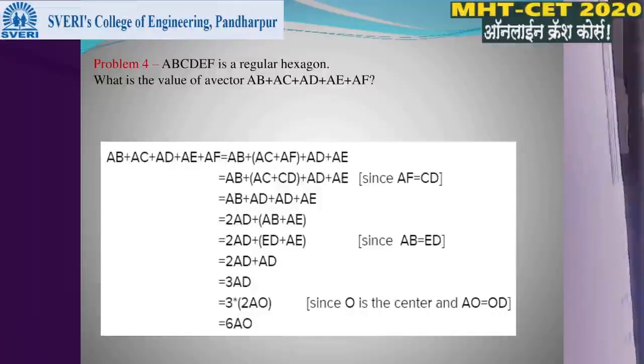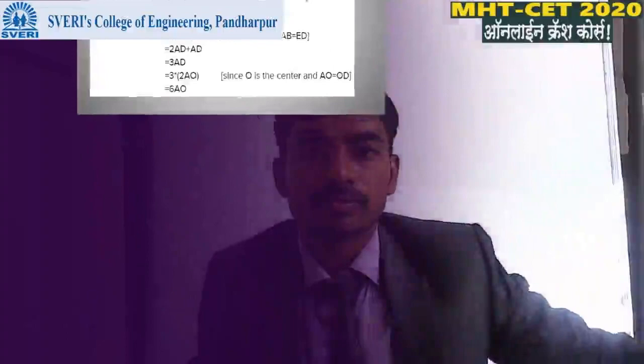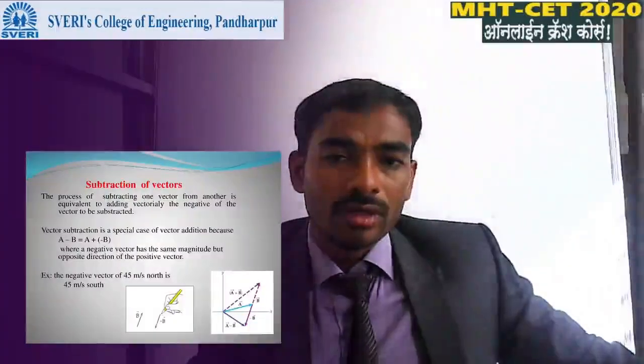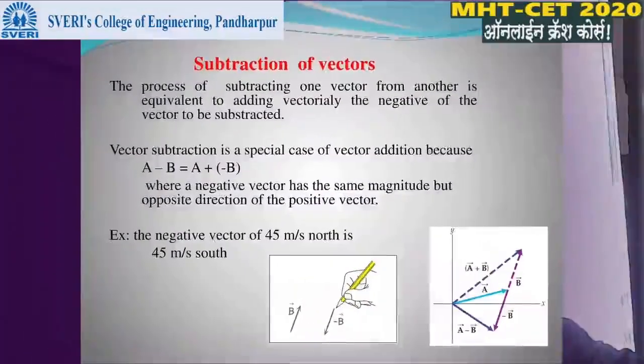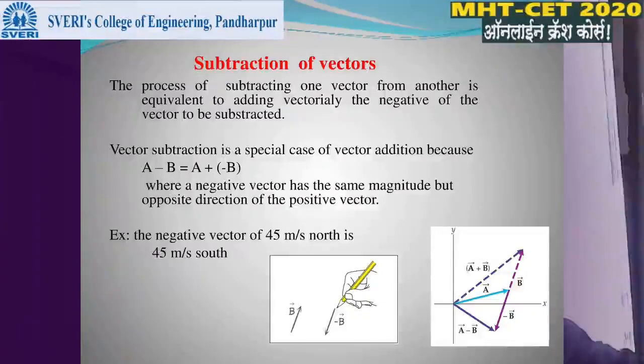This is the example on a hexagon. Okay, so next is the subtraction of vectors. आतापर्यंत आपण वेक्टरची ऍडिशन बघितली होती. आता आपण वेक्टरची सबट्रॅक्शन बघणार आहोत. What is the subtraction of vectors? वेक्टरच्या सबट्रॅक्शन मध्ये काय असतं?